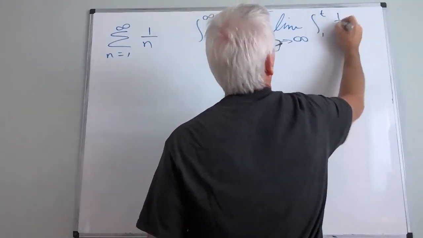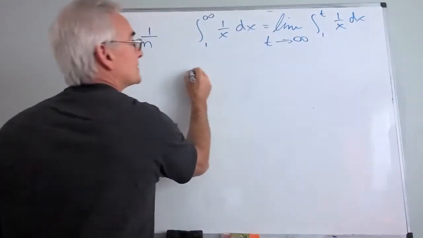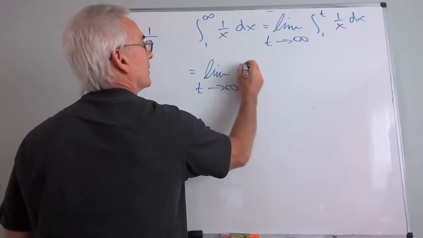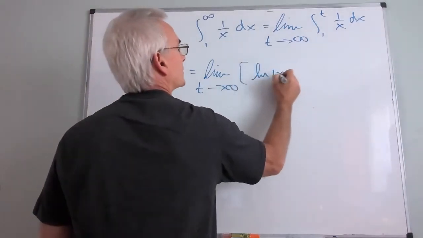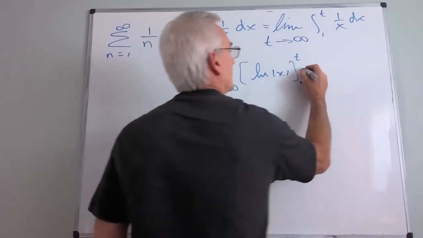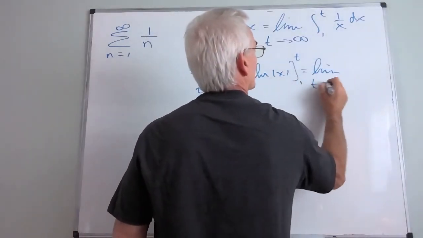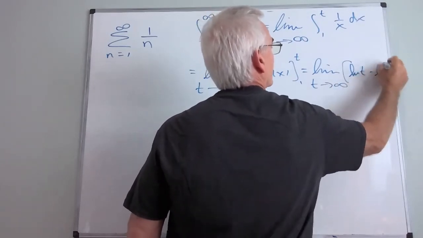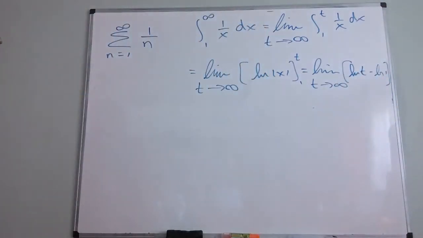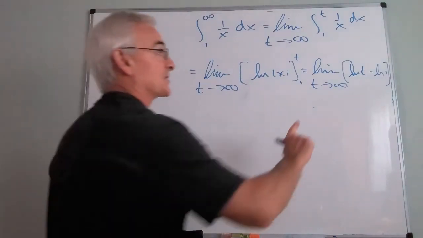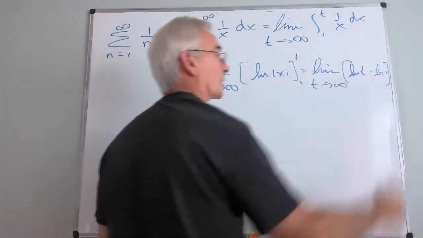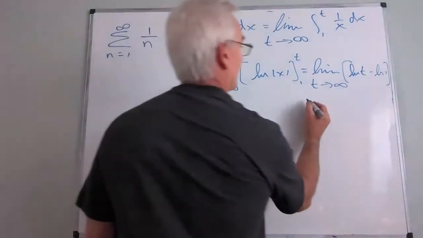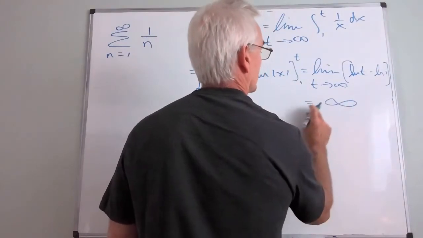The integral from 1 to t of 1 over x dx is equal to the limit as t goes to infinity of the natural log absolute value of x from 1 to t, which is the limit as t goes to infinity of ln t minus ln 1. Well, natural log of 1 is 0, but as t grows without bound, natural log of t is infinite. So the value of my integral is infinity.